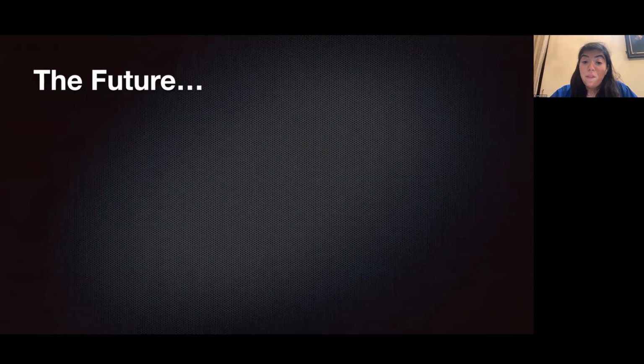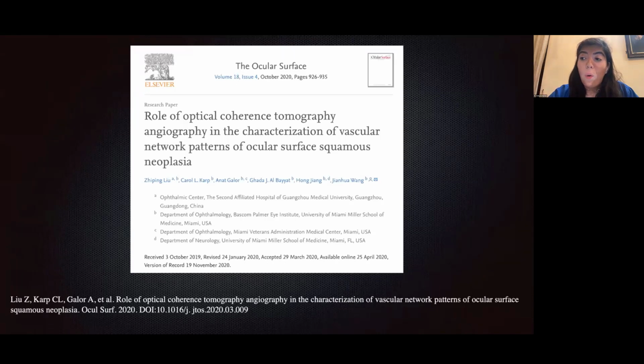A quick look into the future, as it's very important that we start to identify what we are going to be moving forward with from anterior segment OCT, like we know now with swept source OCT and ultra high resolution OCT being the leaders when it comes to ocular surface imaging. So too now has been this concept in the past few years of OCT angiography. And this is a beautiful paper out of Ocular Surface back in 2020, identifying vascular network patterns.